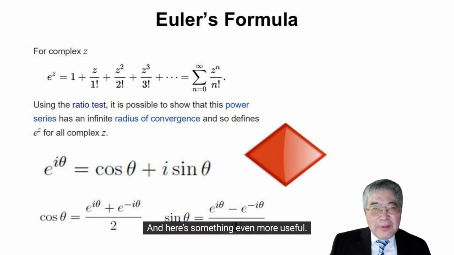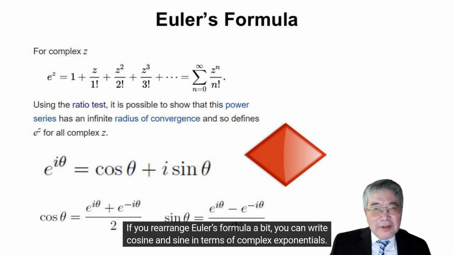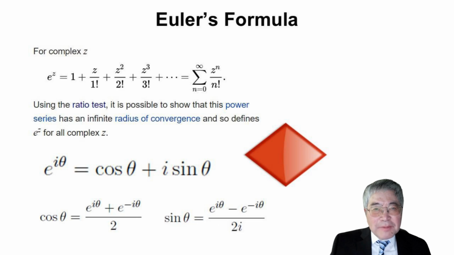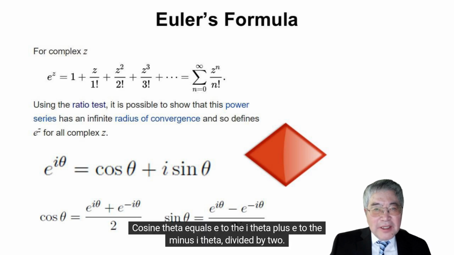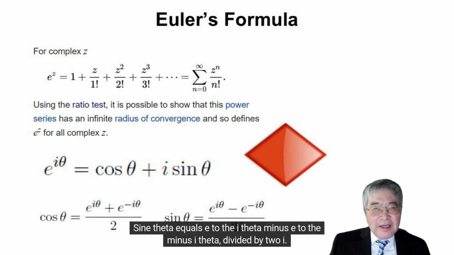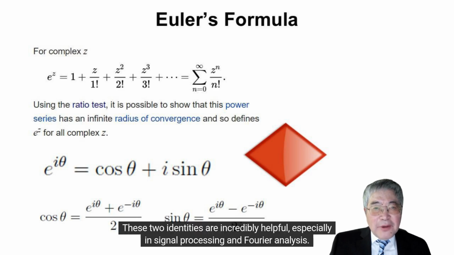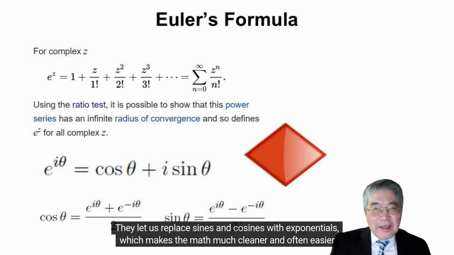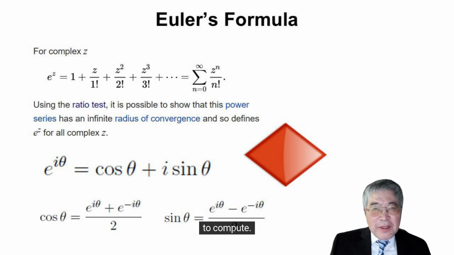And here's something even more useful. If you rearrange Euler's formula a bit, you can write cosine and sine in terms of complex exponentials. Specifically, cosine theta equals e to the i theta plus e to the minus i theta, divided by 2. Sine theta equals e to the i theta minus e to the minus i theta, divided by 2i. These two identities are incredibly helpful, especially in signal processing and Fourier analysis. They let us replace sines and cosines with exponentials, which makes the math much cleaner and often easier to compute.